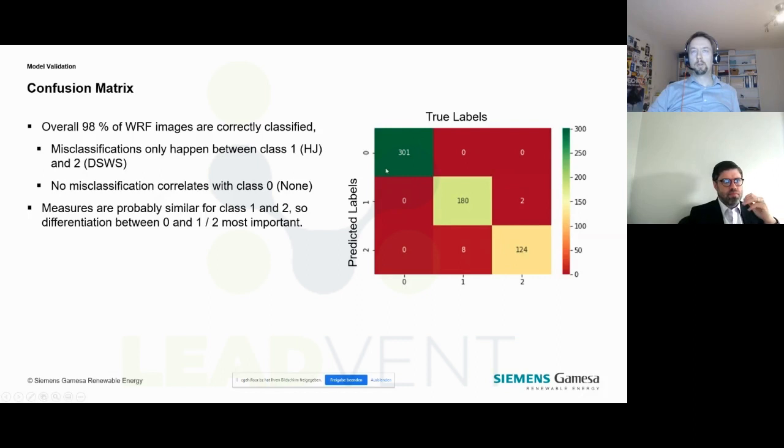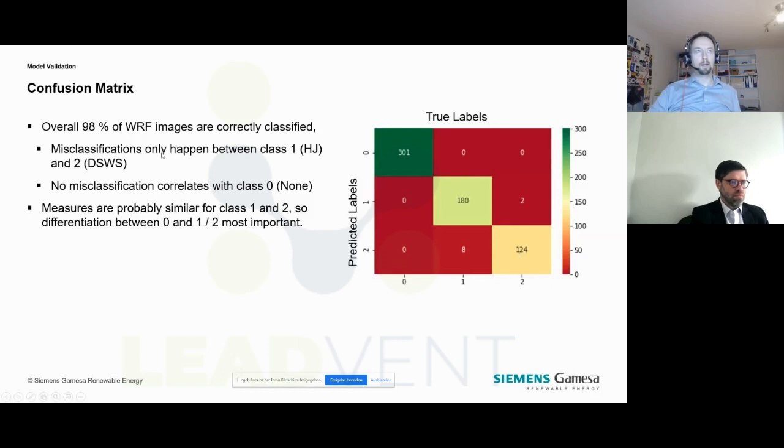So let's just stay on the top left. Here for this area, we have seen that there are 301 times images where the true label is 0, so normal behavior or normal wind, and 301 times the prediction was also the same. So that was a correct prediction, and the same holds for class 1 and class 2. But the interesting part here are actually the false predictions, and these are found to be outside the diagonal line.